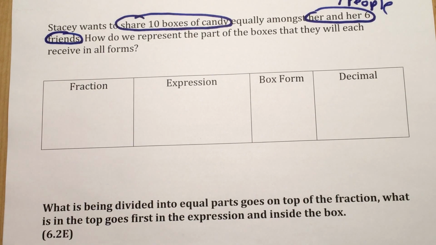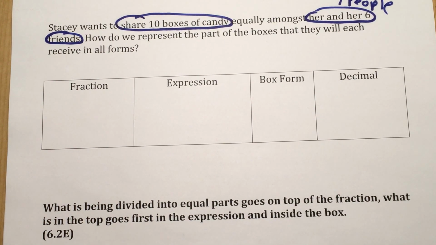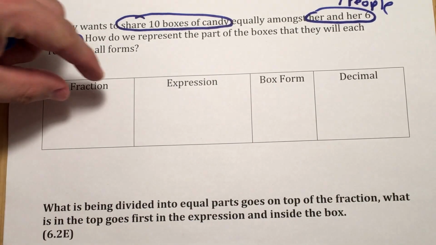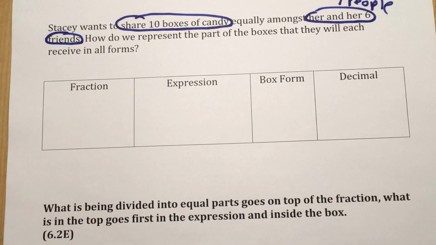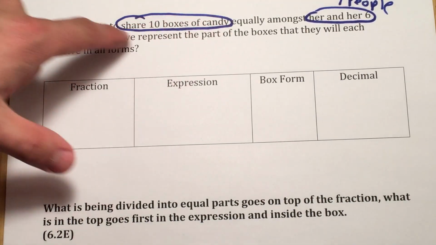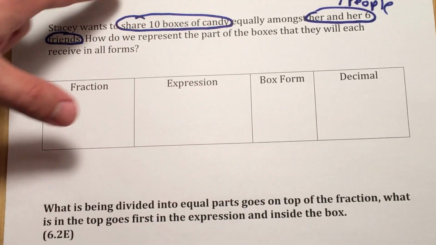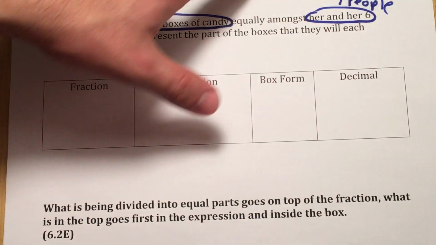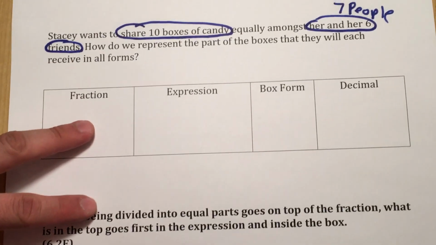And one of the most difficult things students struggle with is knowing what goes in the top and what goes in the bottom in a fraction. So I always remind my students, I want you to ask yourself this question: what are we dividing into equal parts? So I want to ask you that same question. What are we dividing into equal parts? Are we going to divide the 10 boxes of candies into equal parts and share those? Or are we going to divide the 7 people into equal parts and share them?